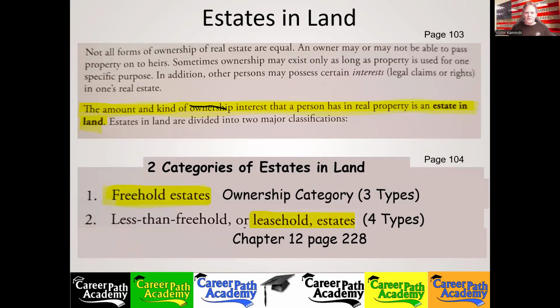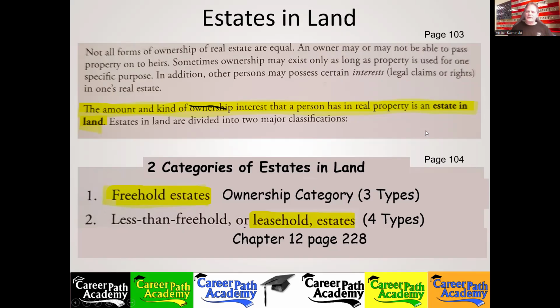Okay. And so if I read the first sentence here, it says, not all forms of ownership in real estate are equal. An owner may or may not be able to pass property on to their heirs. Sometimes ownership may exist only as long as the property is used for one specific purpose. In addition, other persons may possess certain interests or have legal claims or rights in one's real estate. So now we're going to start getting into the nitty gritty.